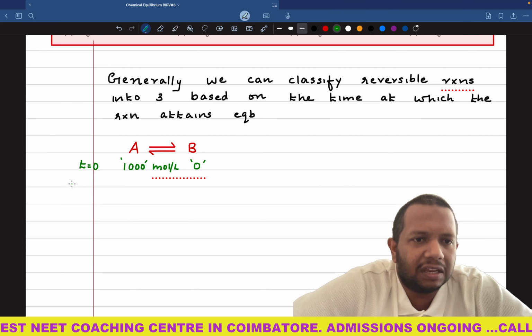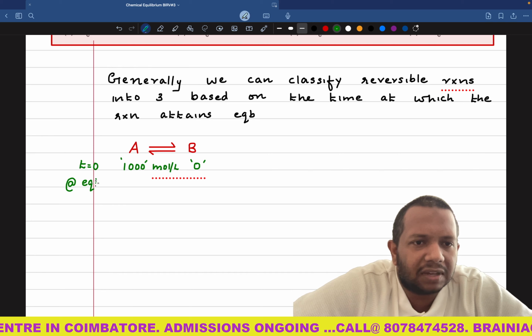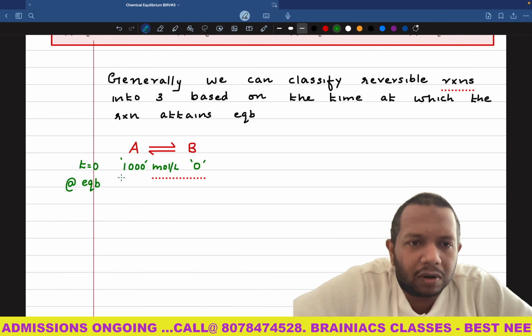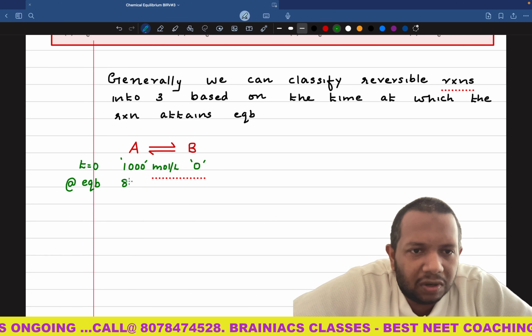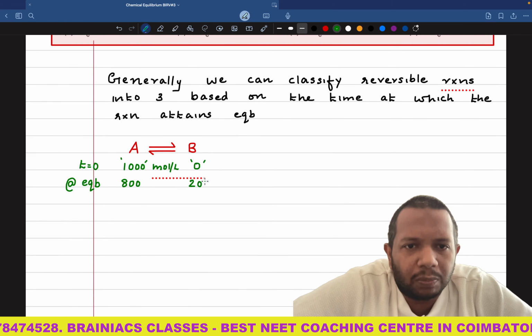Now at equilibrium, when equilibrium is reached, okay, the first case is where the reactants are more. So let me say 800 units are remaining here, and the remaining 200 units are converted to product.